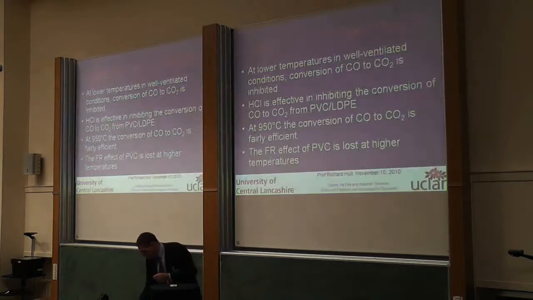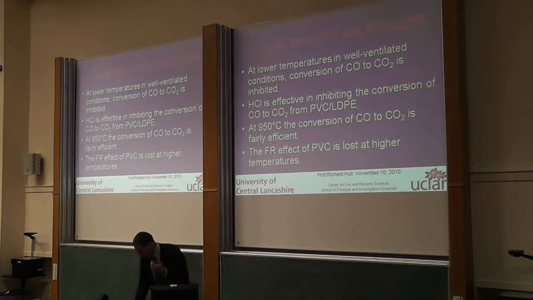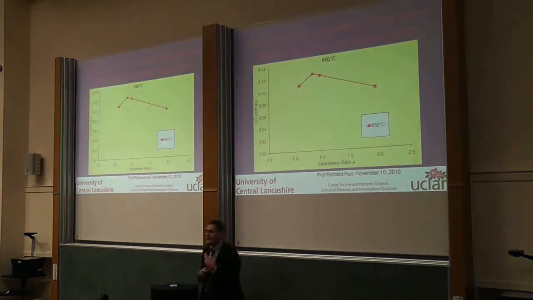Okay, we try that again. Summary of what I've just said. At lower temperatures, well-ventilated conditions, the conversion of CO to CO2 is inhibited, and the HCl is effective in inhibiting the conversion of CO to CO2 from PVC and LDPE until you get to 950, and then you might say the fire retardant effect that you get from having the halogens there is also lost at the higher temperatures, so the heat release will go up. And there's this anecdotal thing that firefighters say when PVC burns, it really burns. I haven't been able to quantify that statement, but at least I can add a little bit of colour.